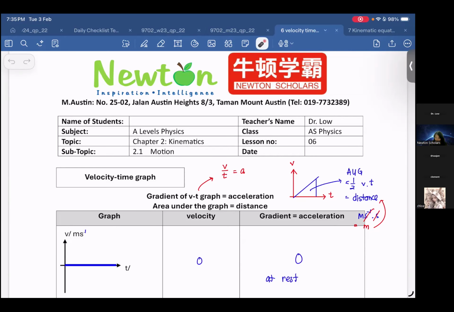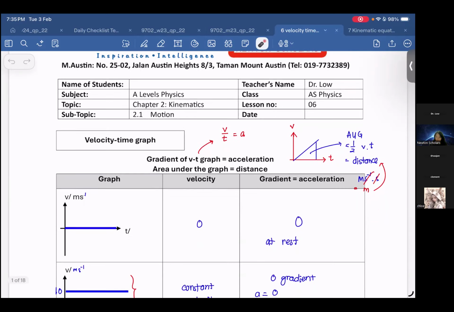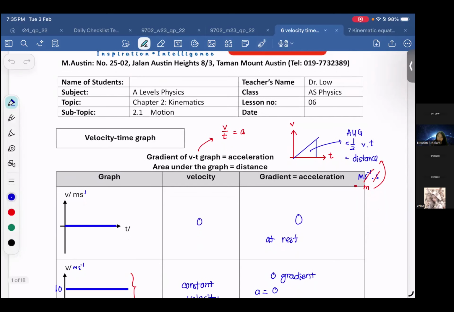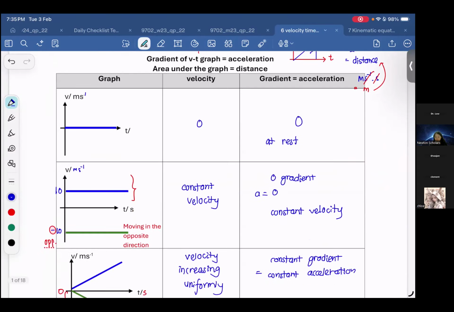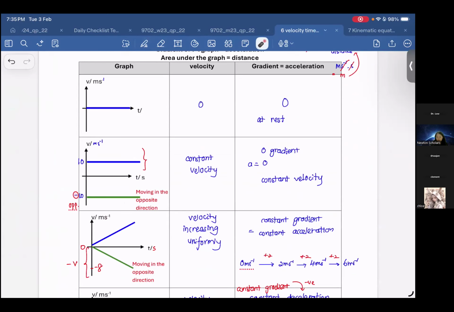So, velocity time graph. Here velocity is a vector quantity, so it needs to consider direction. From the velocity time graph, you will find out that sometimes the graph will be in the positive area, sometimes in the negative area.